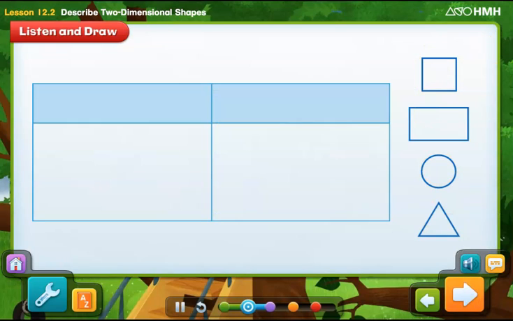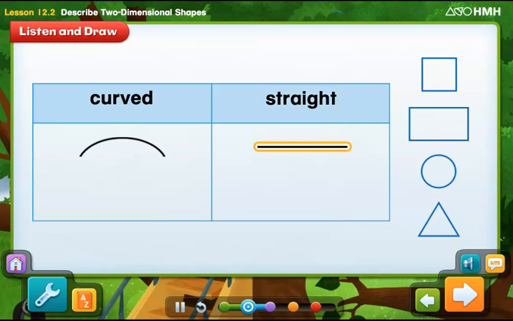These 4 shapes can be sorted into 2 groups. One group has shapes that are curved. How can you describe a curved side? A curved side is rounded. The other group has shapes with straight sides. How can you describe a straight side? A straight side is not rounded.